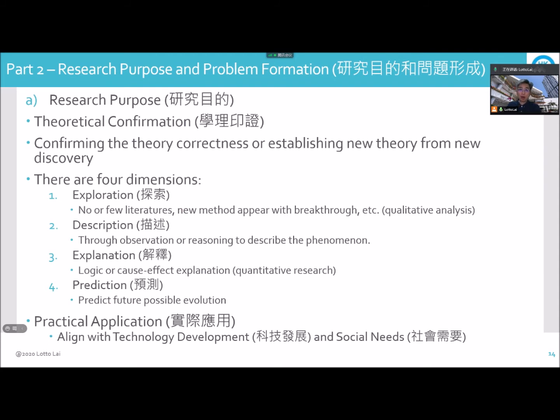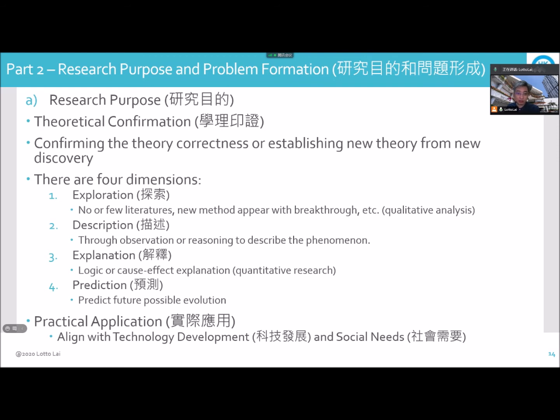Research purpose and problem formation. First, your purpose is sometimes used to confirm your theory, to confirm theory correctness, or to establish a new theory for a new discovery. There are four dimensions: exploration, knowing the field literature, and a new method appearing with a full breakthrough. And some are descriptive, through observation and reasoning to describe the phenomenon.